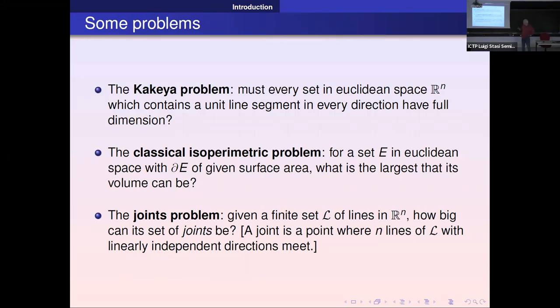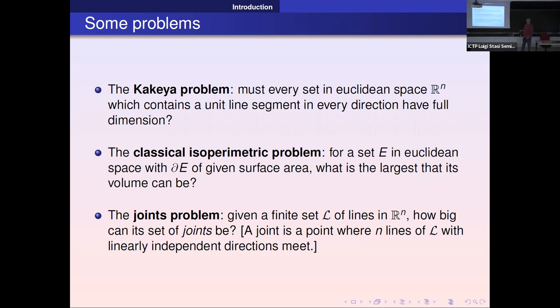And then third, perhaps, so the first two are probably more familiar to you. Certainly the second problem is very familiar to everyone. The third one is probably a little less familiar. Given a finite set of lines in R^n, so a finite set of doubly infinite straight lines, how big can this set of joints be? And a joint for a family of lines is some point in Euclidean space where n of these lines meet, and the directions of these n lines span the whole space. So a corner which lives inside a plane doesn't count. But in three dimensions, if it has three vectors and they point in directions which are completely independent, then that's a joint. Then we'd like to know how many joints you can have given a finite set of lines.